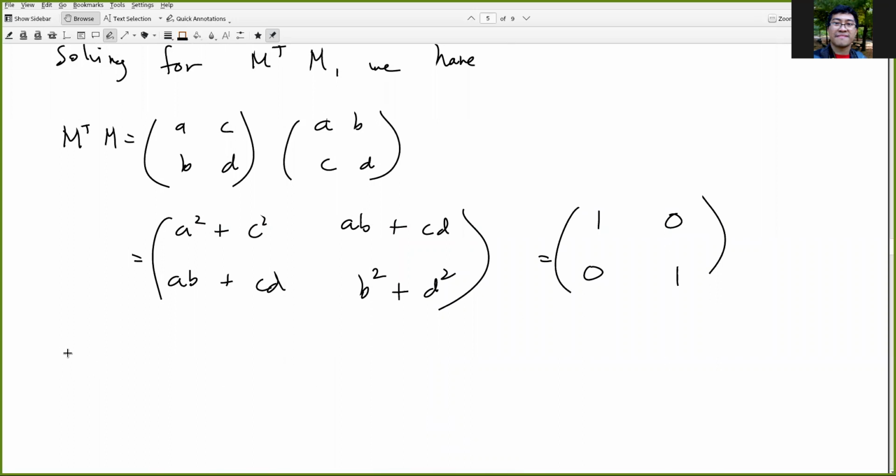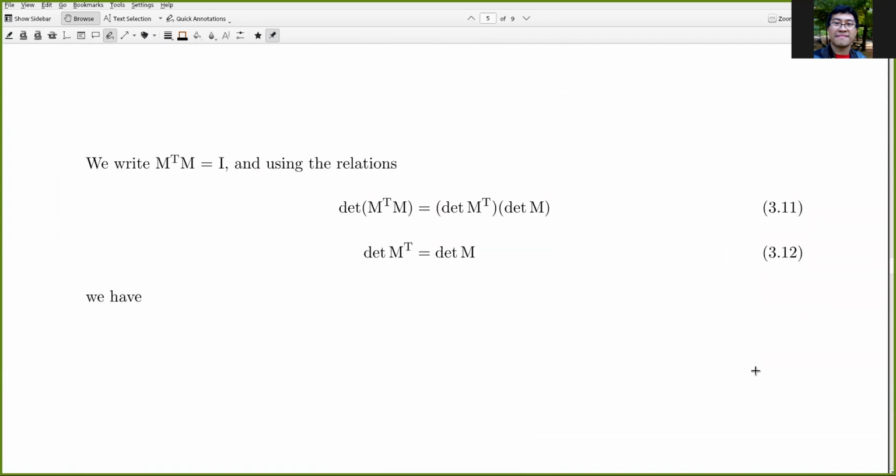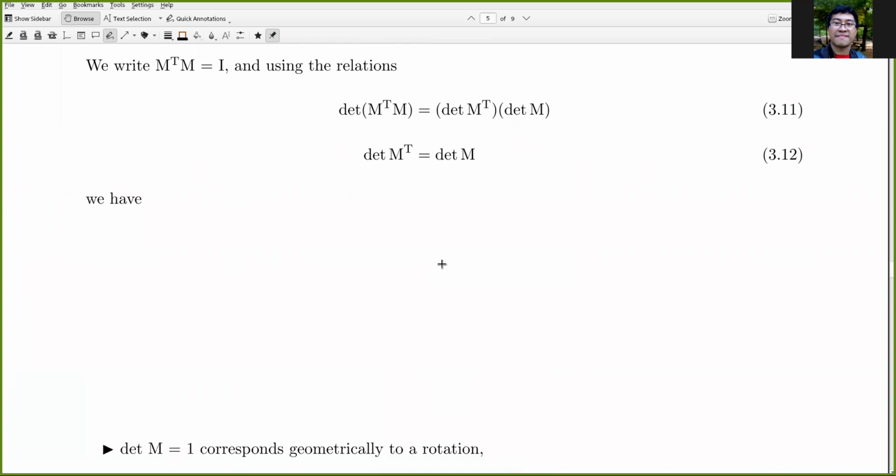Hence, M and M transpose are inverse of each other. So we write M transpose M equals I is the inverse, and using the relations that the determinant of M transpose M is the determinant of M transpose times the determinant of M, and also the determinant of the transpose is equal to the determinant of M.